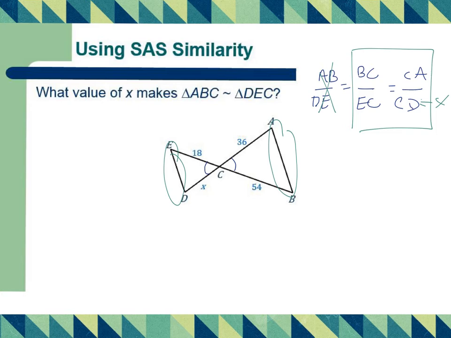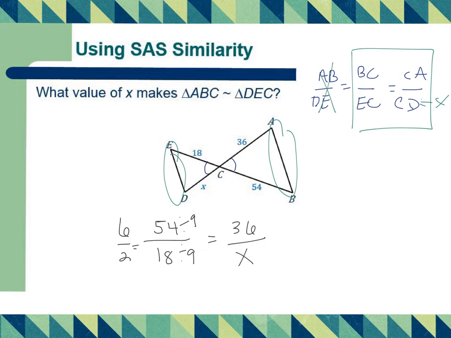So now if I fill this out down here, BC over EC, so BC is 54 over EC, which is 18, must be equal to CA, which is 36, over CD, which is our unknown. So now I can solve this with cross multiplication, but something that might really help me is to simplify this first ratio, because I know 54 and 18 are both divisible by 9. So if I divide both of these numbers by 9, I'm going to get 6 over 2.